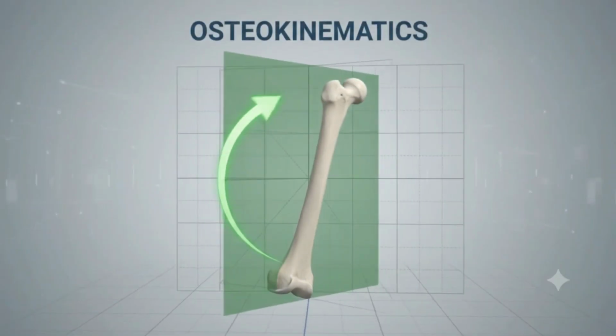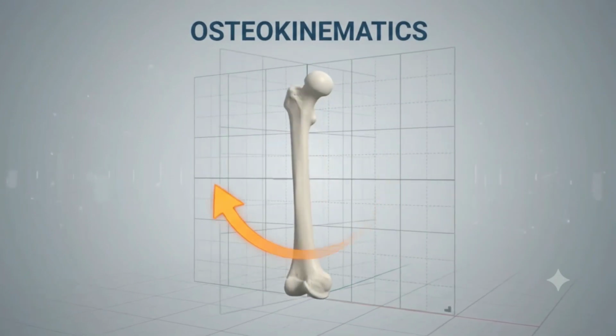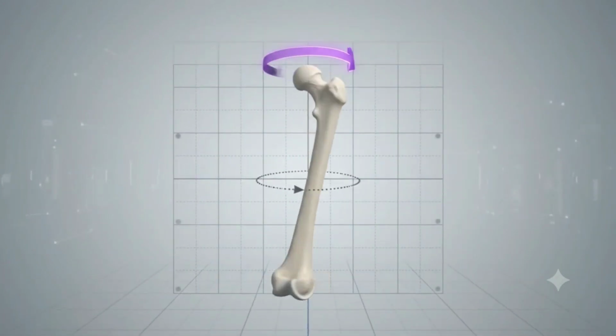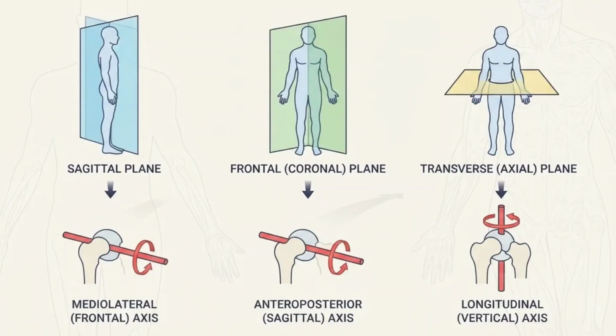Osteokinematics describes the movement of bones relative to the body and around a joint axis. Examples include flexion, extension, abduction, adduction, and rotation. When we say that the elbow is flexing or the shoulder is abducting, we are describing osteokinematic movement. In simple terms, osteokinematics describes the movement that we can observe externally. But this is only one part of the story.